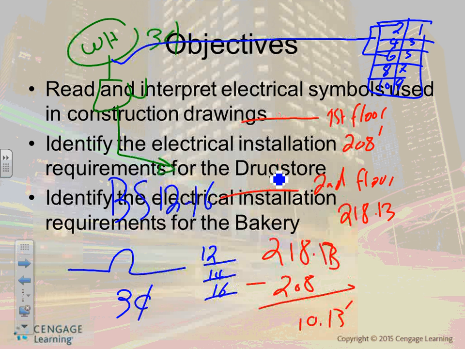Look at the circuit. Circuit number 1 is going to the beauty salon. This is the main panel. Circuit number 2 going to the bakery, all the way to circuit number 6 is going to the owner. So there are 6 circuits in this panel, and they're all going to different locations, right? Can you see that? Different locations.